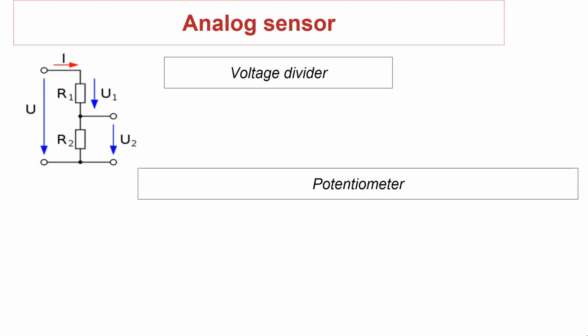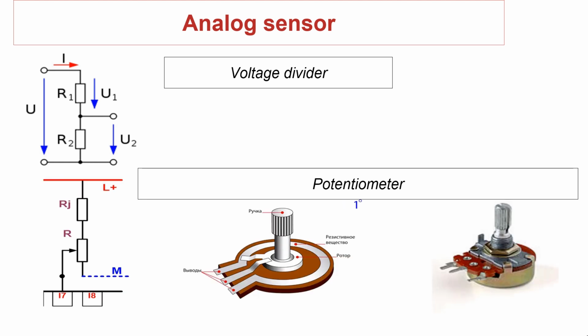An analog sensor is a measuring device that converts an analog value, for example, pressure, temperature, distance and other values, into a standard electrical signal with a voltage of 0 to 10 volts or a current of 0 to 20 milliamperes. A potentiometer is a variable resistance that is used to convert a mechanical quantity, in this case turning a handle, into a voltage with a range from 0 to 10 volts. The potentiometer is built on the principle of a voltage divider.